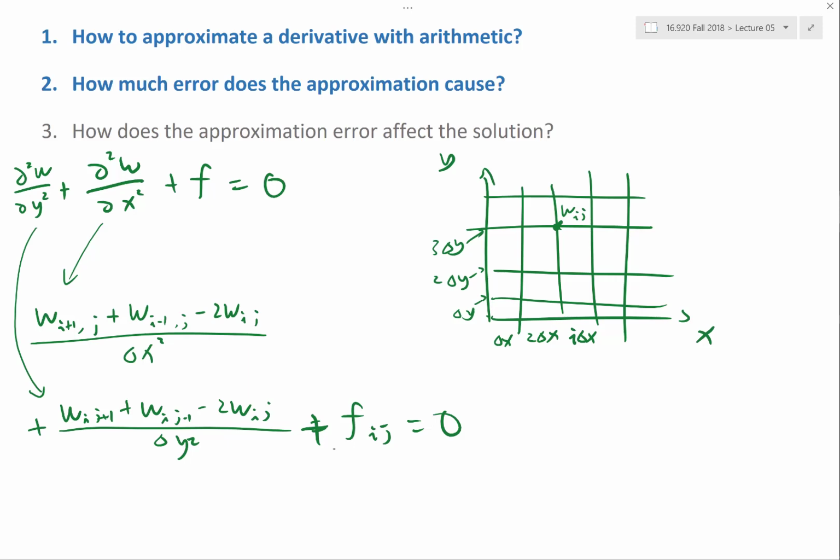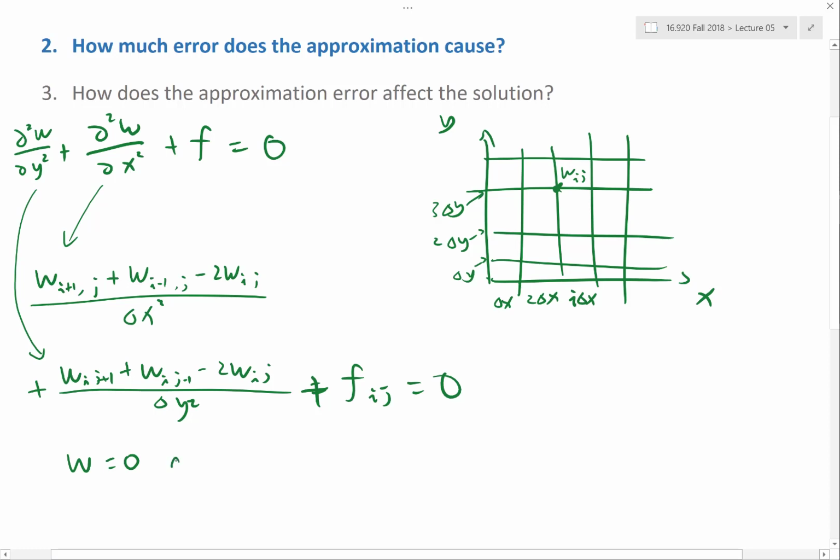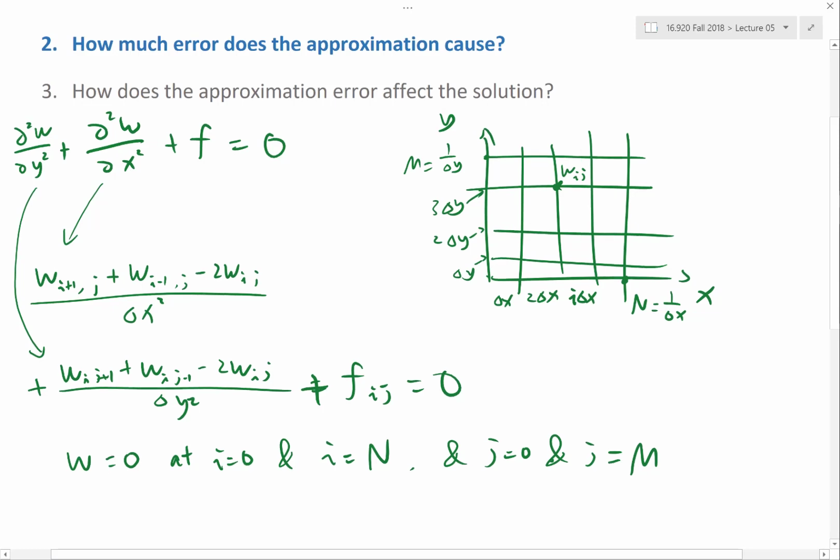Now for Poisson's equation, I have to know the boundary condition at all the sides. So for example, if I know the value of w is equal to 0 at all the sides, i equal to 0 and i equal to n, and j equal to 0 and j equal to m. So let's say the right of the domain is n equal to 1 over delta x. Let's look at a square domain for now, and you can generalize to other domains pretty easily.